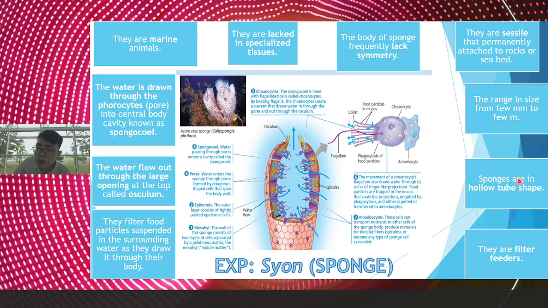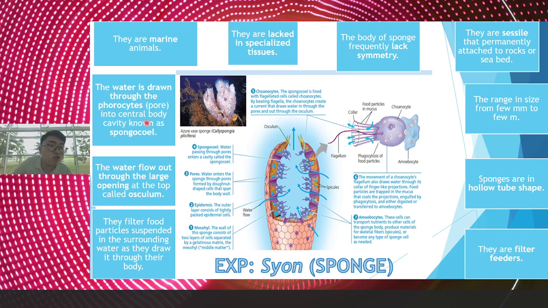And then sponges are hollow tube shaped. So you can see it is hollow. Hollow tube means yang tengah-tengah ni dia langsung tak ada bahu punya. It is a hollow tube. And they are filter feeders. Filter feeders mean they eat the yang paling kecil-kecil punya lah, yang filtrate lah. They eat the filtrate.